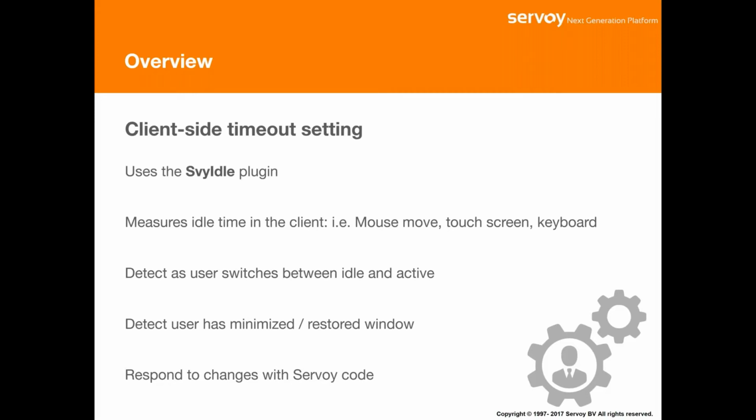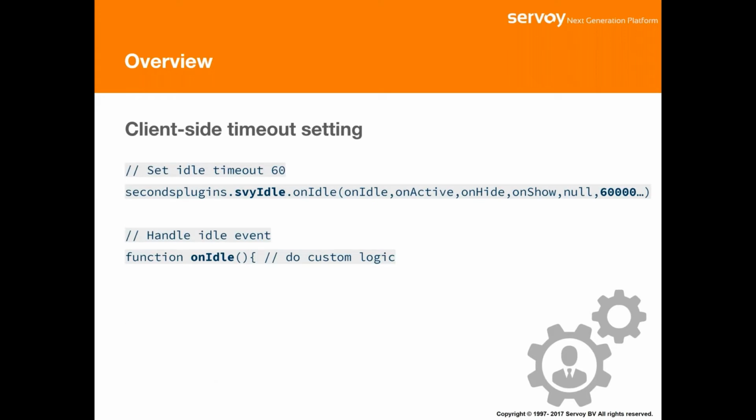I didn't show that, but there is quite some configuration allowed. And it will also detect if the user has become idle or gone back to being active or gone back to being idle, and it'll just give you a callback every time. Also, if they have minimized or restored the window, and we saw that. But all of this you can respond to with custom code as you see fit, and here's what it looks like. So again, there's a typo there. It should say just plugins, SVY idle. But you call the on idle, you pass in the callback, and you can see down below that function on idle, and you do whatever you want. So it's really one line of code, and then you're calling your custom code.